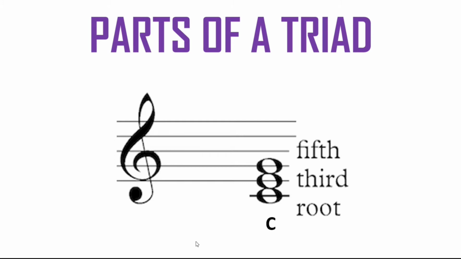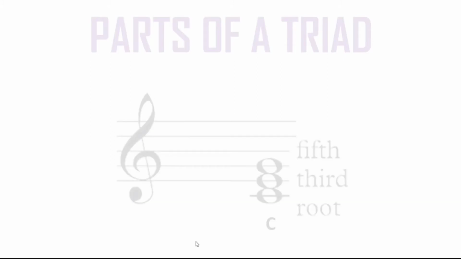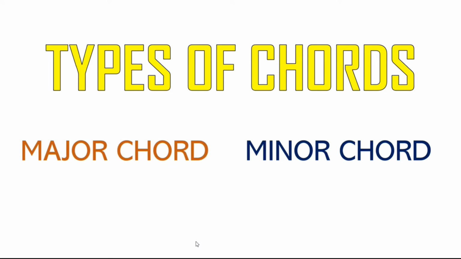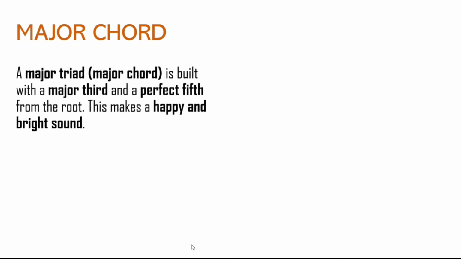However, knowing the name of the chord is not enough. You also need to know the type of chord. The most basic types of chords are major chords and minor chords. Let's start discussing the major chords. A major triad, or a major chord, is built with a major third and a perfect fifth from the root. This makes a happy and bright sound like this.